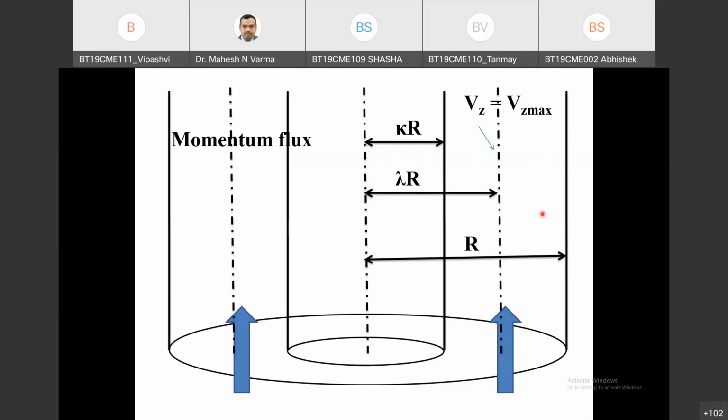So for the momentum flux, here I will have the maximum velocity front, and momentum will be transported from the maximum velocity front to a lower velocity front.